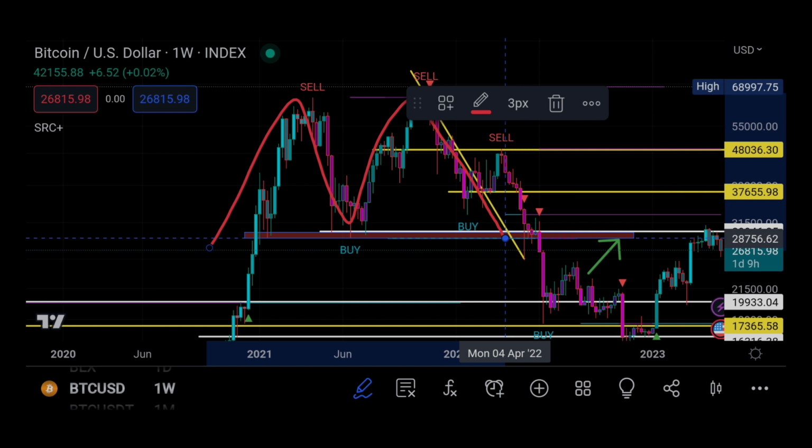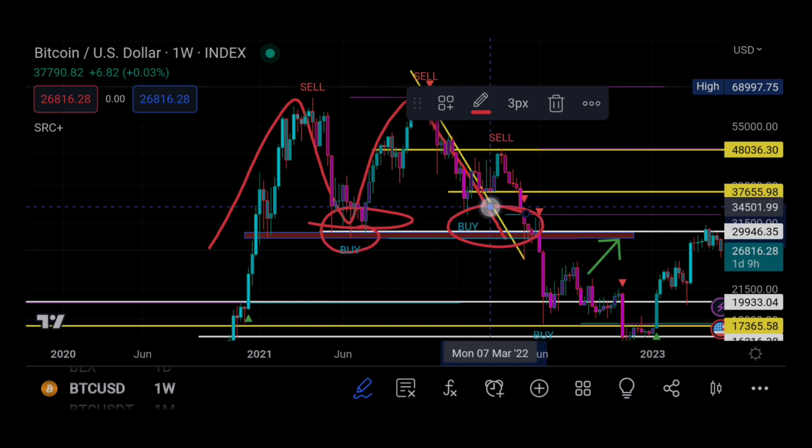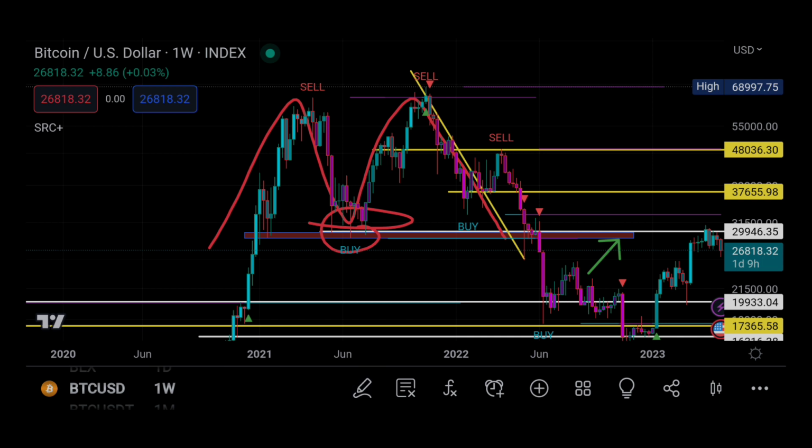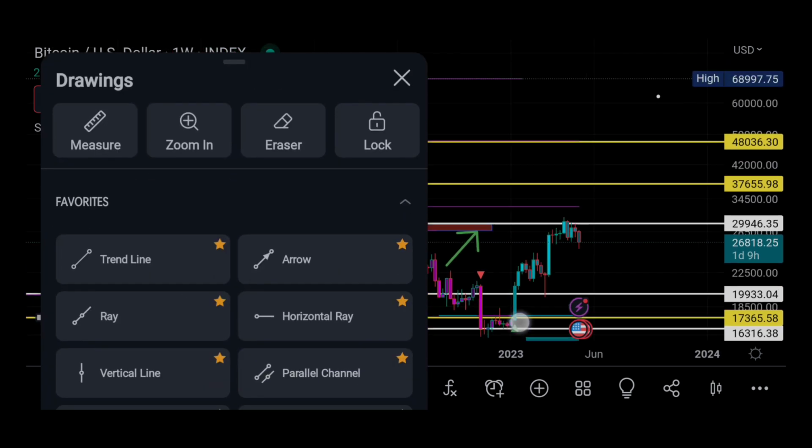Just understand where I'm coming from. We had this M pattern form here, and once we broke below this particular zone, we started to crash down. That was our bear market scenario, if that makes any sense. That's all that was. Now the bear market's over. We have started to enter the bull market once we entered this particular zone here.